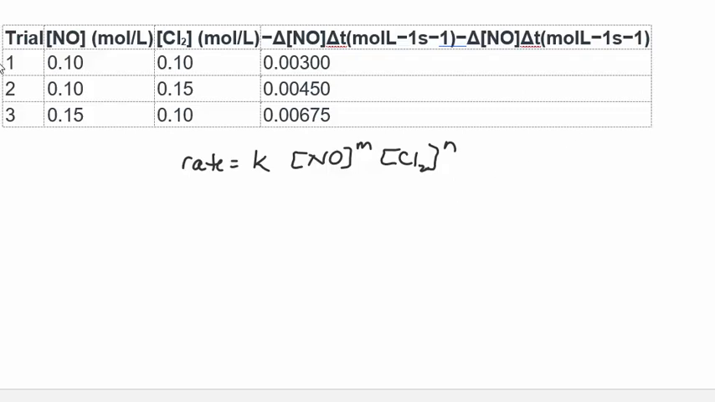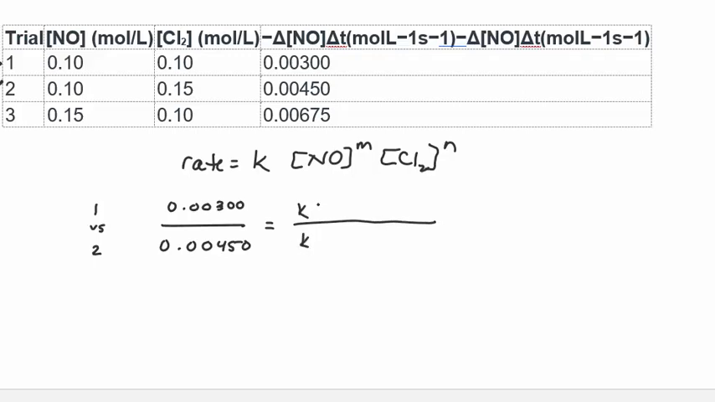So first I'm going to compare number 1 and number 2. So if I go 1 versus 2, what I'm going to do is put the rate, 0.00300, over 0.0450, give my equal sign, and then I have my k. Now I'm going to write out each of these reactions as it is, and then I will do my canceling. So 0.10 raised to the n. So the NO value, 0.10 raised to the m, and then the Cl2 value, 0.15 raised to the n. Now I'm going to cancel out what's alike here because that'll make it easier.